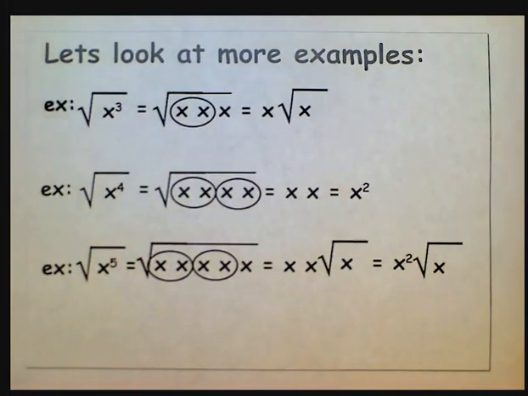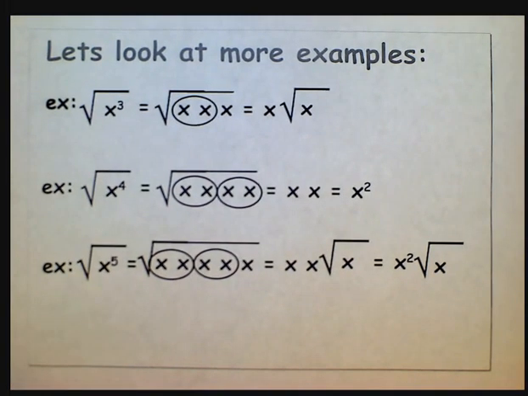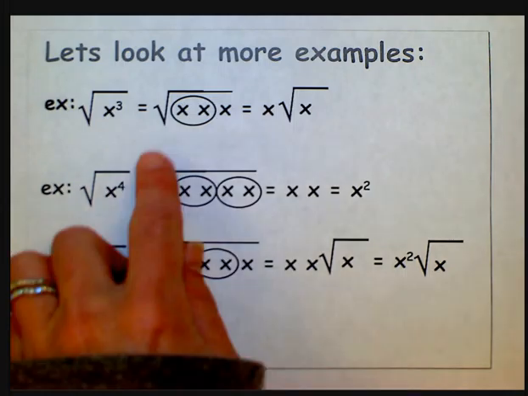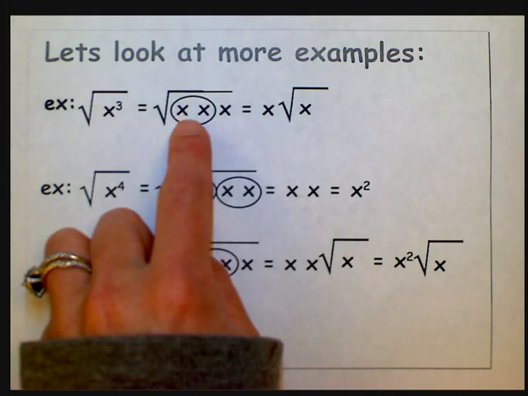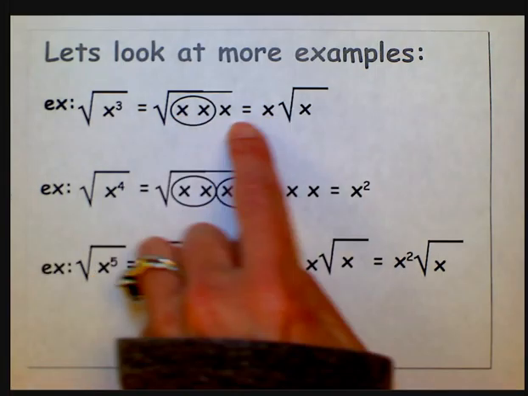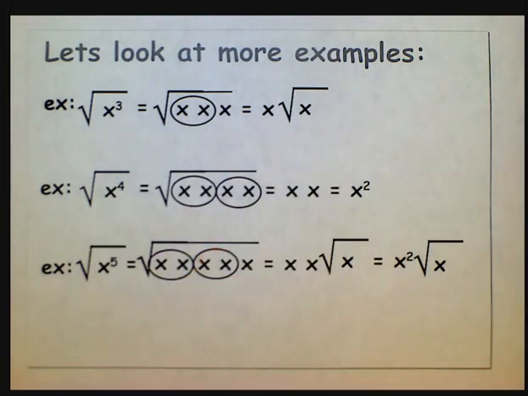Alright, so I have x to the third, which if you expand it is the square root of x times x times x. Well, for every two inside, one can come out, but then there's one left on the inside. So the square root of x to the third becomes x square root of x.